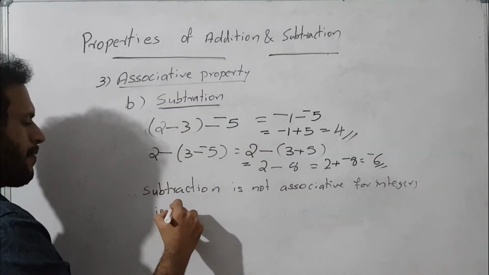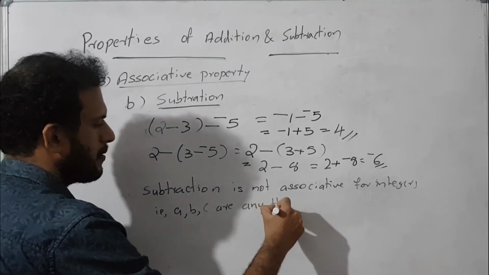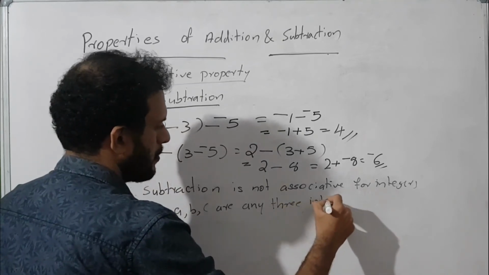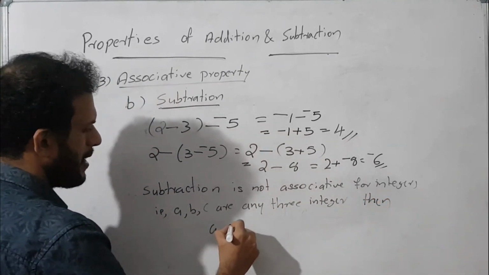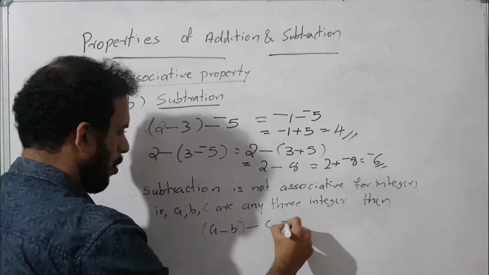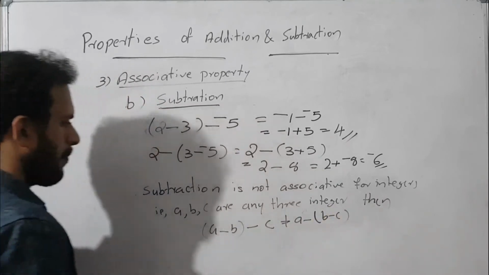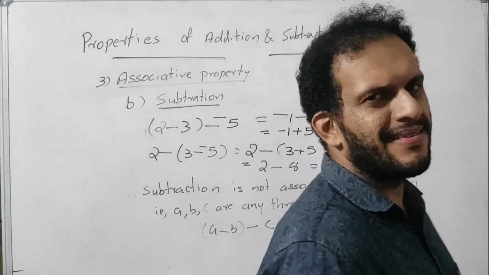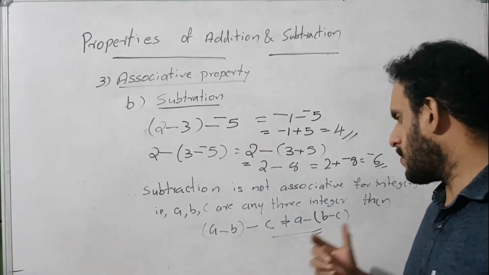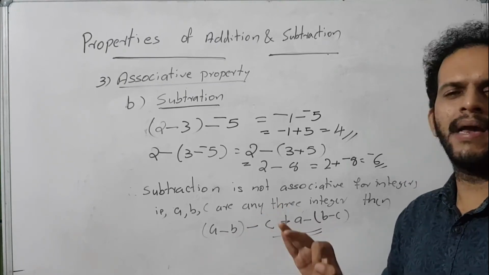That is, if A, B, C are any three integers, then (A − B) − C is not equal to A − (B − C). How do we generalize this idea? If A, B, C are any three integers, then (A − B) − C is not equal to A − (B − C).